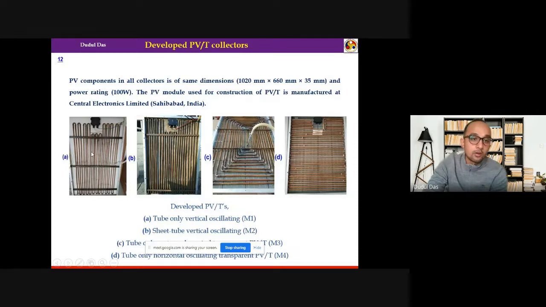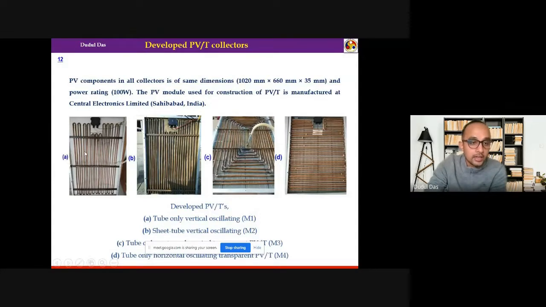The setup, a collector, this is PVT, this is PVT. Suppose these all are PVTs. So A and B have the traditional collector setup. That means these have vertical oscillating tubes. These are vertical oscillating tubes.